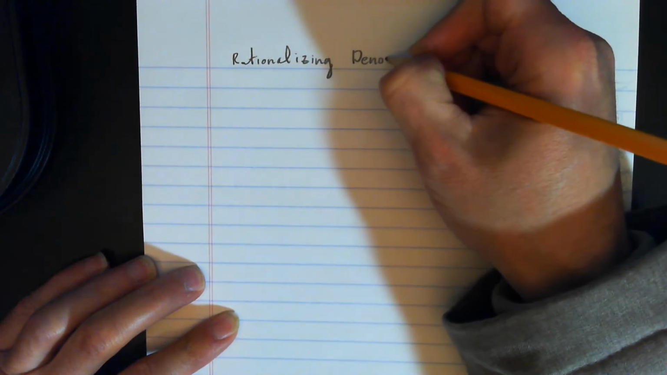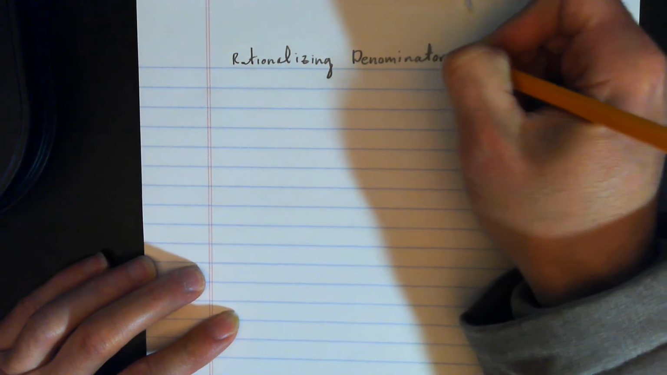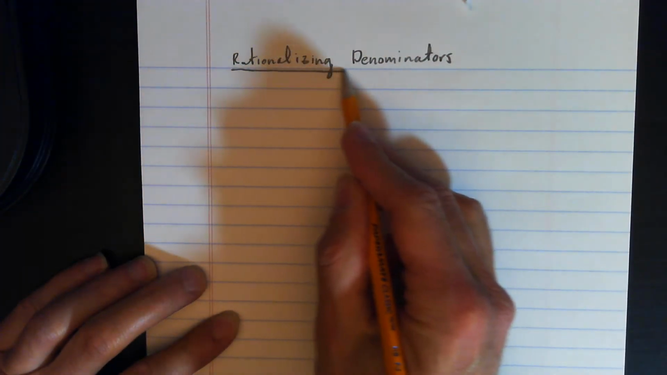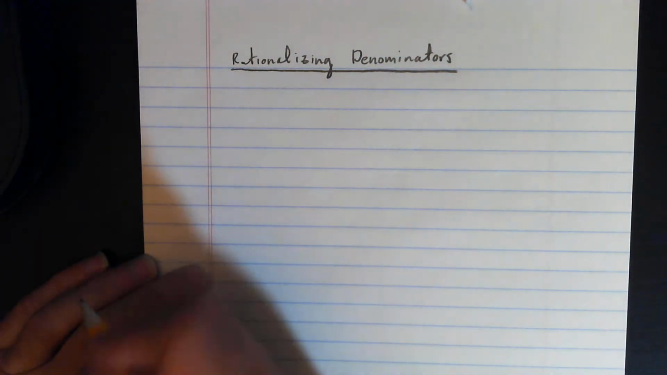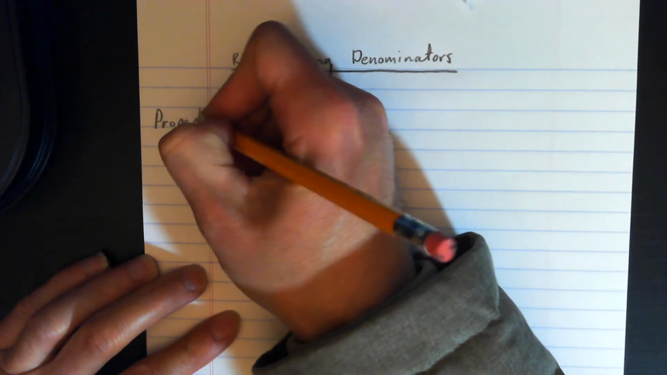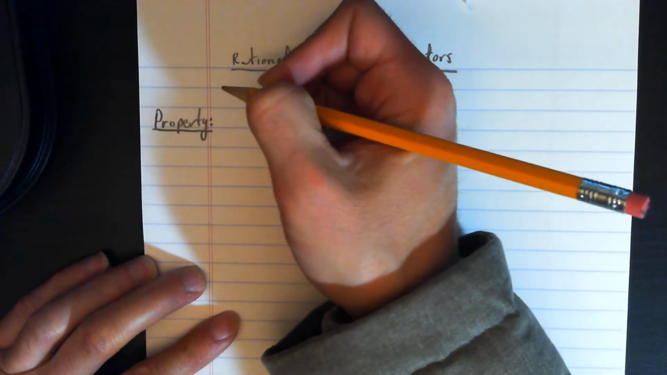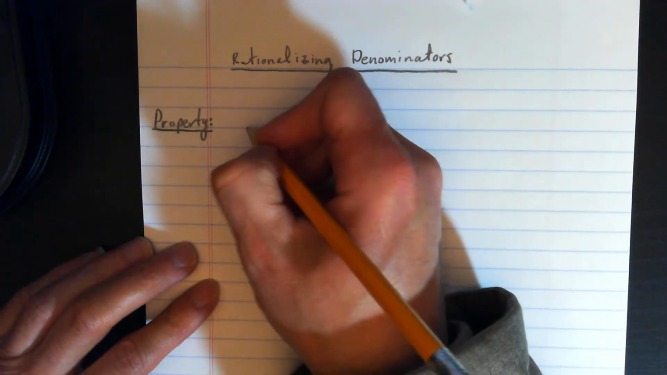Okay, we don't want irrational numbers in the denominators, so we do something called rationalizing them. Okay, now before we begin here, I'm just going to remind you of a quick property. And you've been using it all along here, but we're just going to state it explicitly here, just to remind people. Okay, so the property is this.